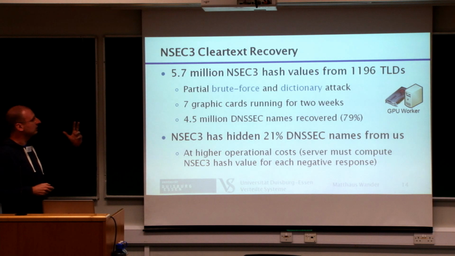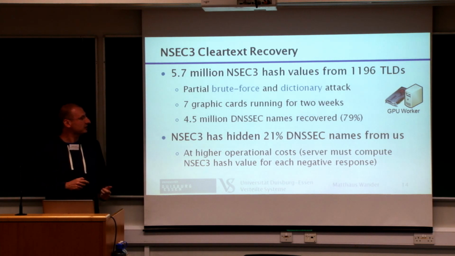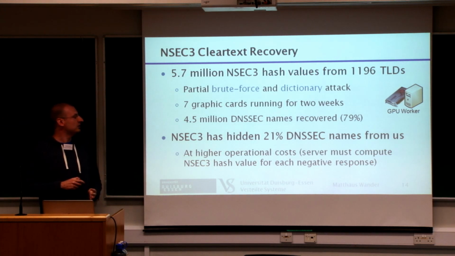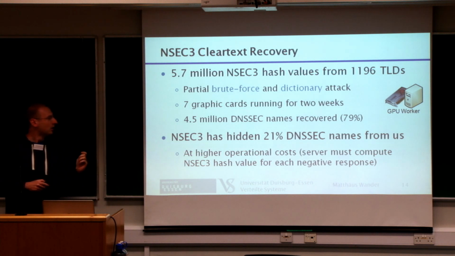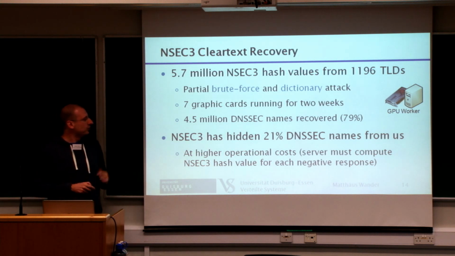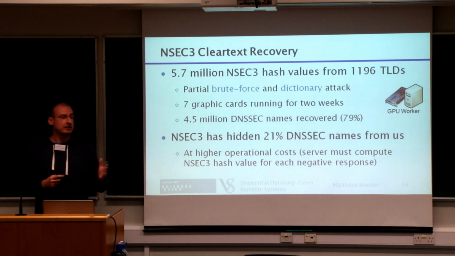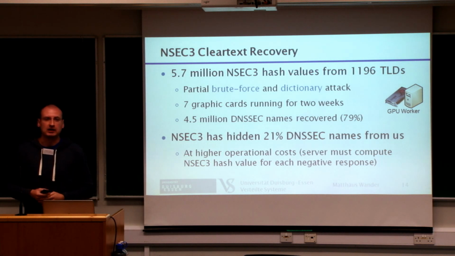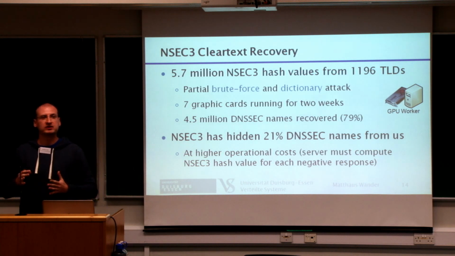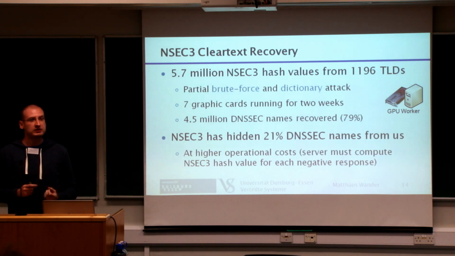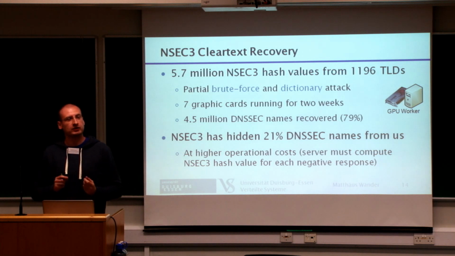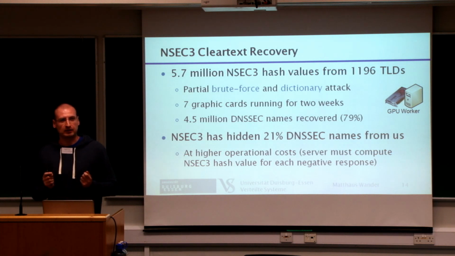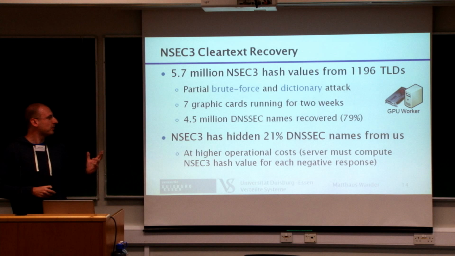And this is run on 7 GPUs, 7 graphic cards, for 2 weeks. I have a decent dictionary with which we were then able to break around 80% of those hash values. So 79% or 80% of hash values have been reversed to the cleartext name. So this means that NSEC3 actually does hide a few domain names, but only a minor portion of them.